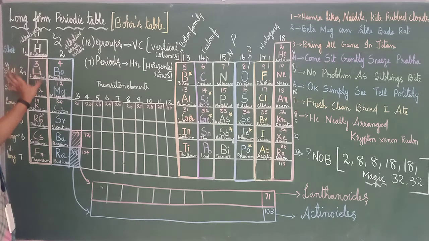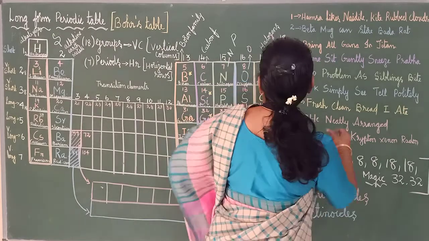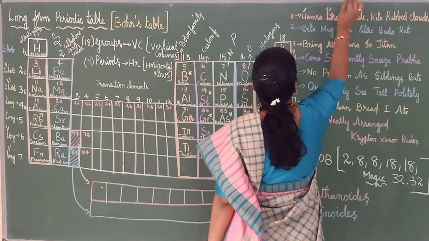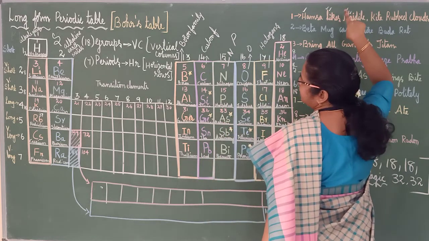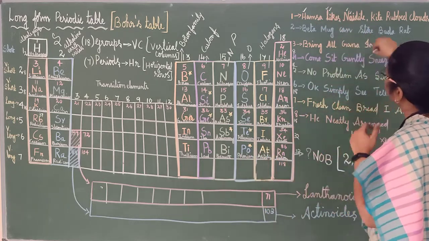See, this is the first group. Who are all the elements? Hydrogen, lithium, sodium, potassium, rubidium, cesium, francium. It will be difficult for you to remember all the names, no? So here, see here, Hamsa, hydrogen, no? Hamsa, lithium, likes Naidile. Hamsa likes Naidile. So hydrogen, lithium, sodium.